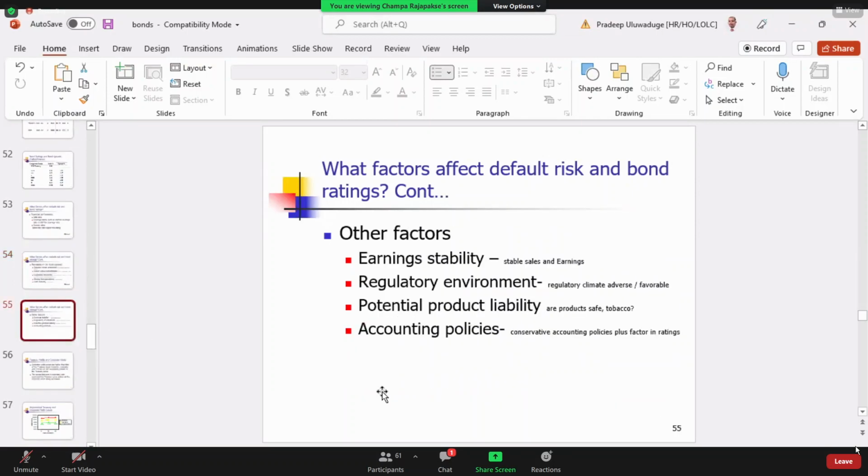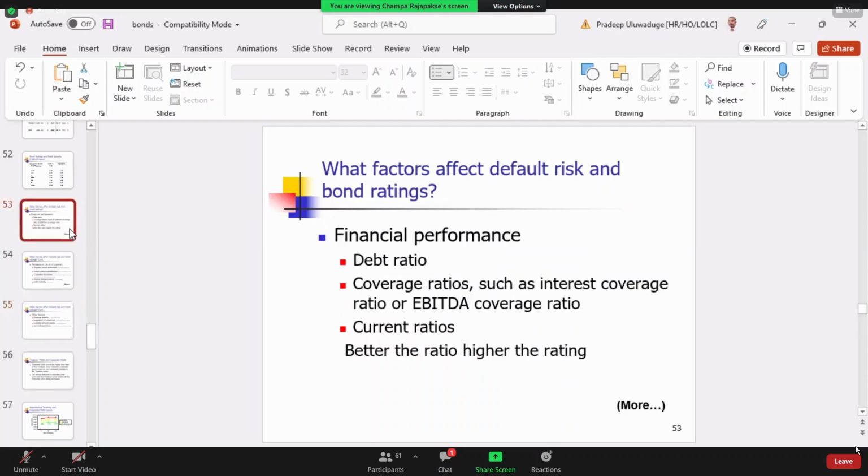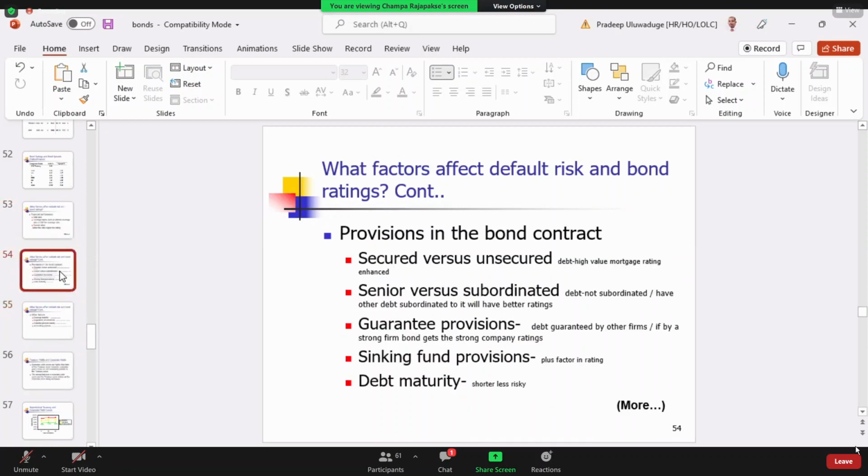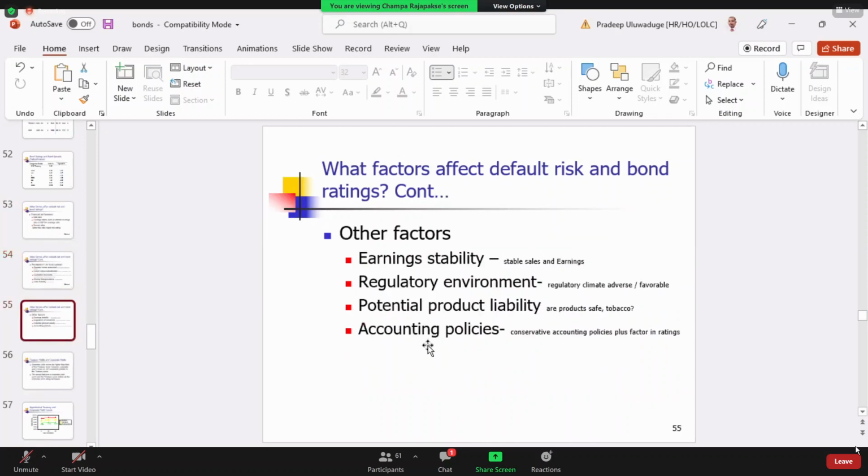What factors affect default risk and bond ratings? Other factors that may have an effect. We talked about financial performance, and then the provisions in the bond contract, and then other factors. Earning stability: stable sales and earnings will enhance the rating. Regulatory environment, whether adverse or favorable. Favorable will enhance the ratings.